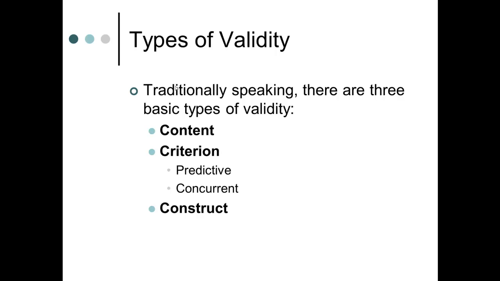Now, what types of validity can we have? Well, in general, we're looking at 3 types. Content validity, criterion validity, and there's 2 parts to that one, predictive and concurrent, and then finally construct validity. And so we're going to look at each one of those 3 here.